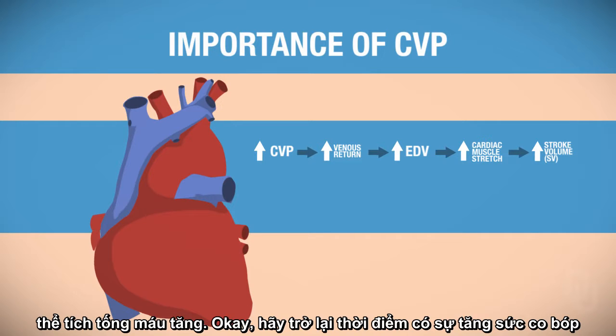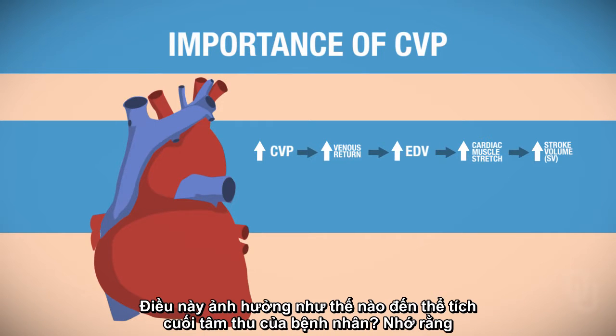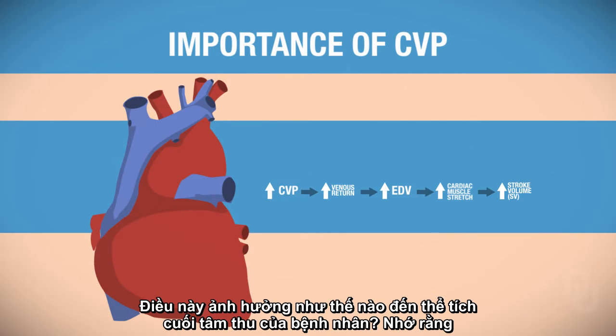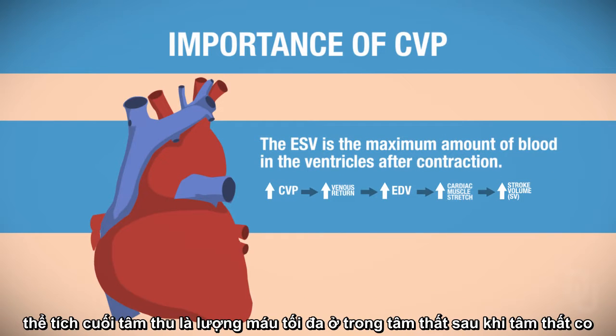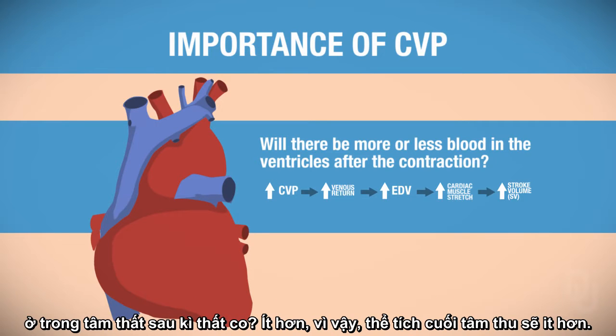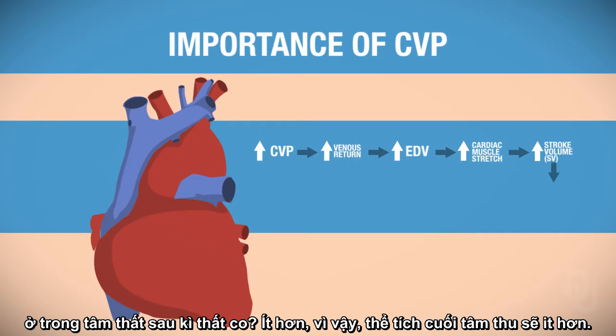Okay, let's return for a moment to the increased force of contraction. How did this affect the patient's end systolic volume? Remember, the end systolic volume, or the ESV, is the maximum amount of blood in the ventricles after contraction. The patient just had a huge contraction, so is there going to be more or less blood in the ventricles after that contraction? Less. Therefore, the end systolic volume will be lower.